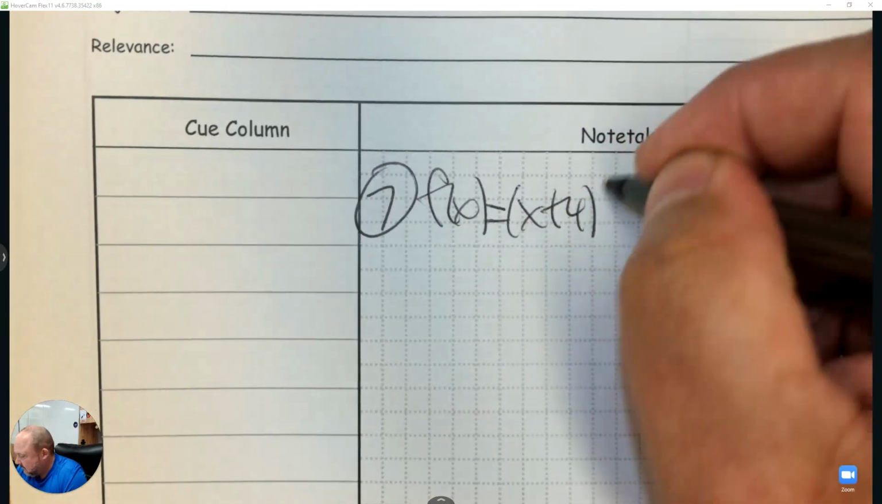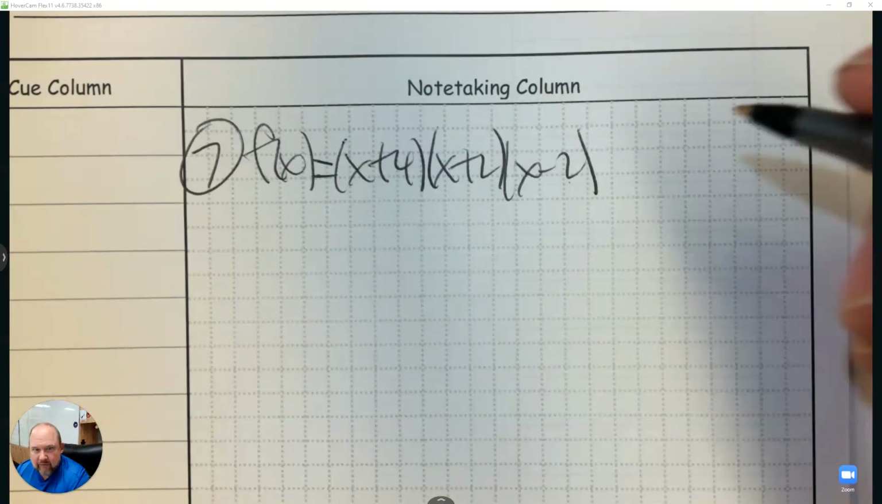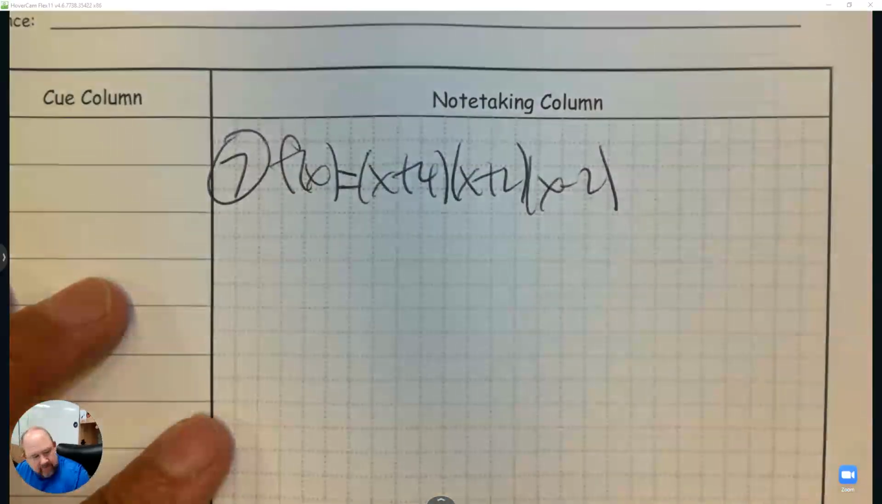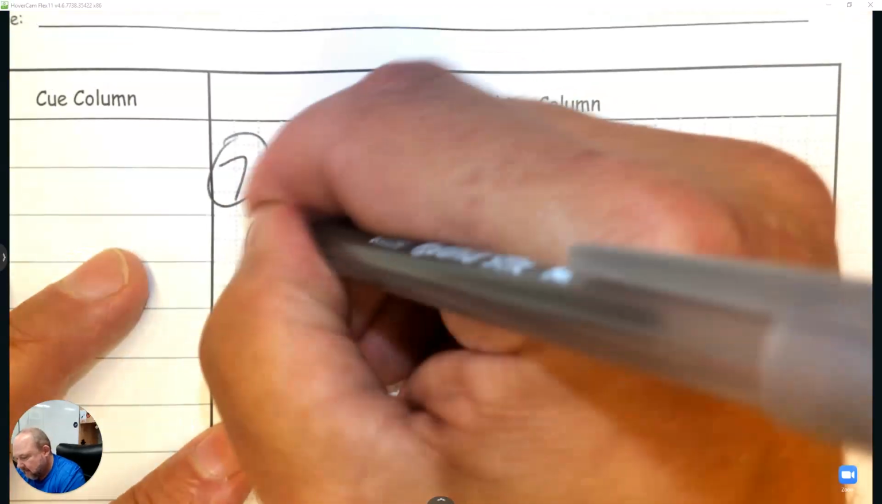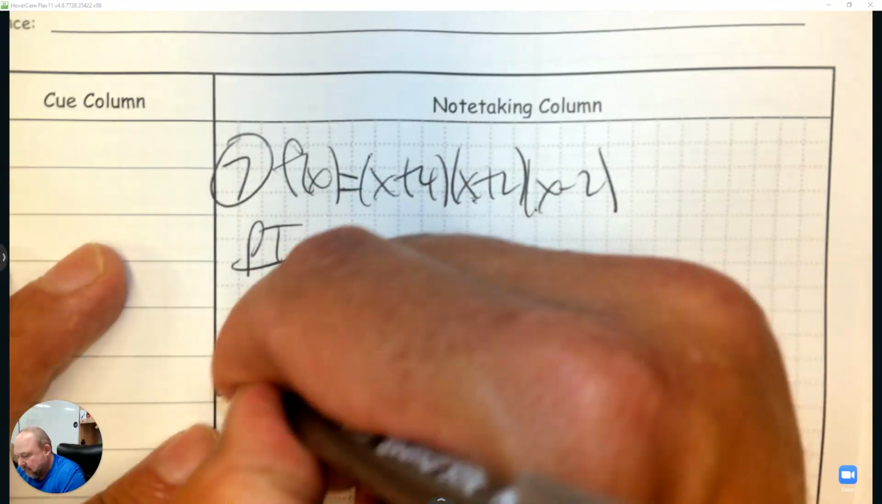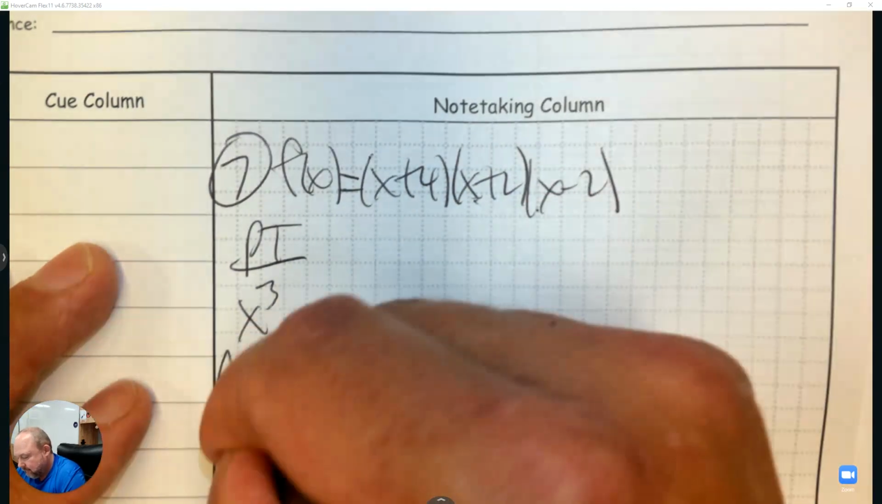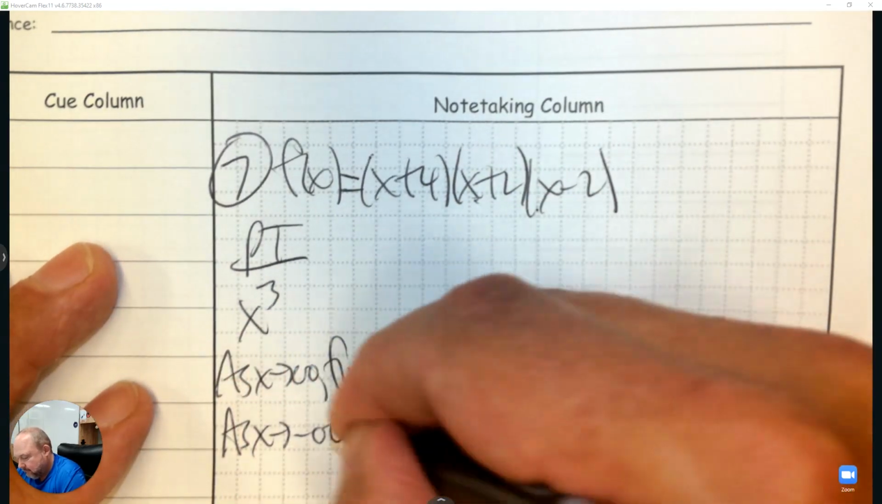So we have x plus 4, x plus 2, x minus 2. The more we do these, right, we get into a bit of a rhythm, right, how to do it. So first the power term and end behavior. So x times x times x. That means the right end goes up and the left end goes down.